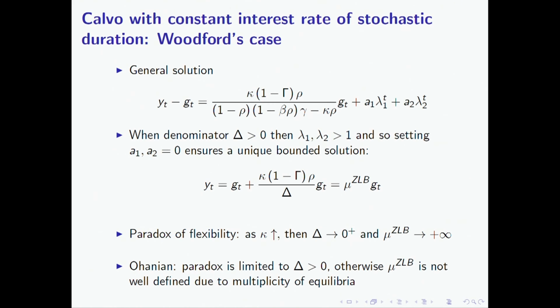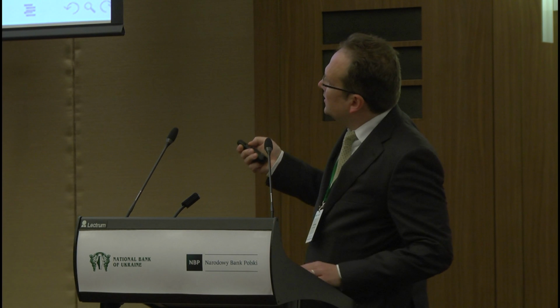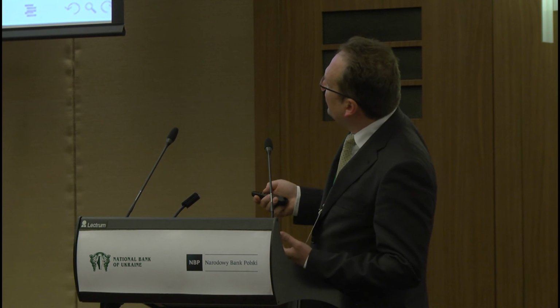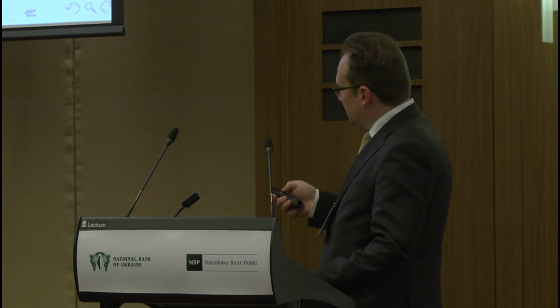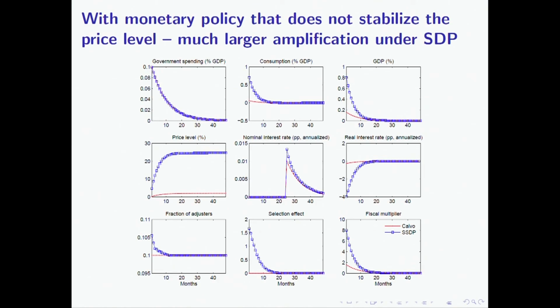Okay, I will skip these two slides in the interest of time and go straight to the second result, and this is that under monetary policy that allows for a drift in prices, there is much larger amplification under state-dependent pricing. And we can see this here. So now we have the same shock, 0.1% increase in government spending. Now, notice that prices start rising both in the Calvo and the smoothly state-dependent pricing model, but they rise much more sharply in the state-dependent pricing model.